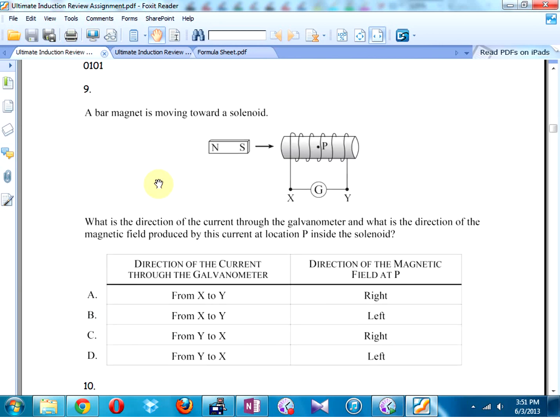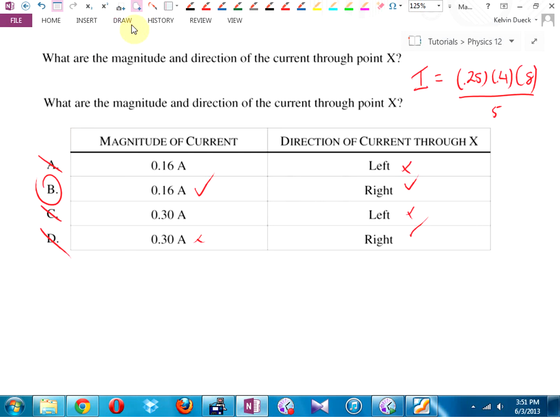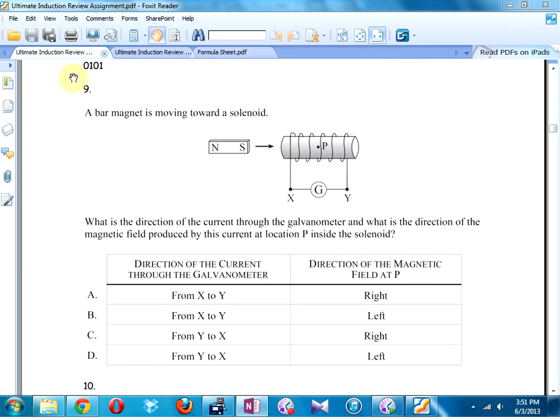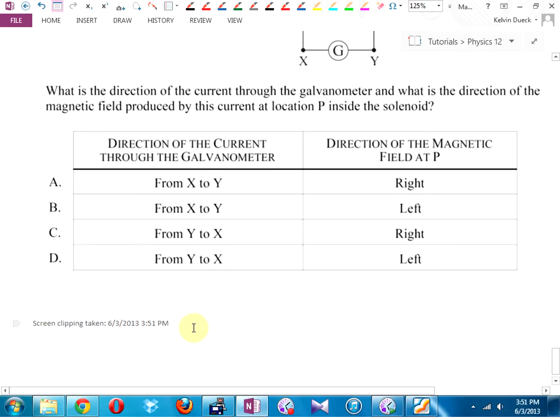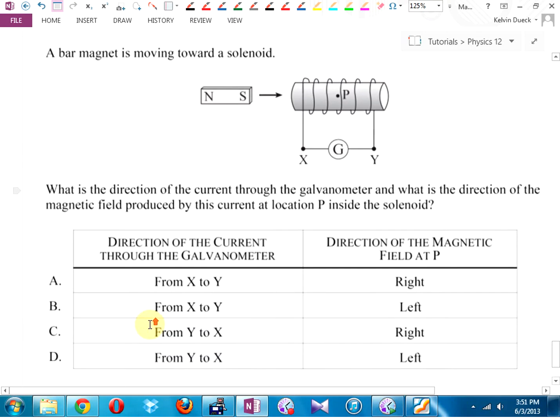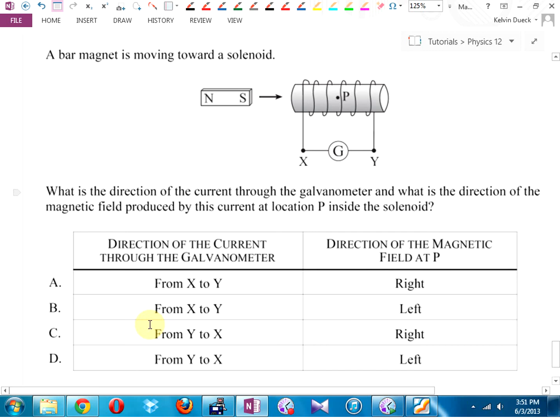Good question. This is going to be a Lenz's law question, and I think it's going to be a Lenz's law question more than once. Let's see. Nope, I don't want that. I want this. So it says a bar magnet is moving toward a solenoid. In my mind, I would underline that. Which pole is moving toward the solenoid? Okay, its south pole is moving towards it.